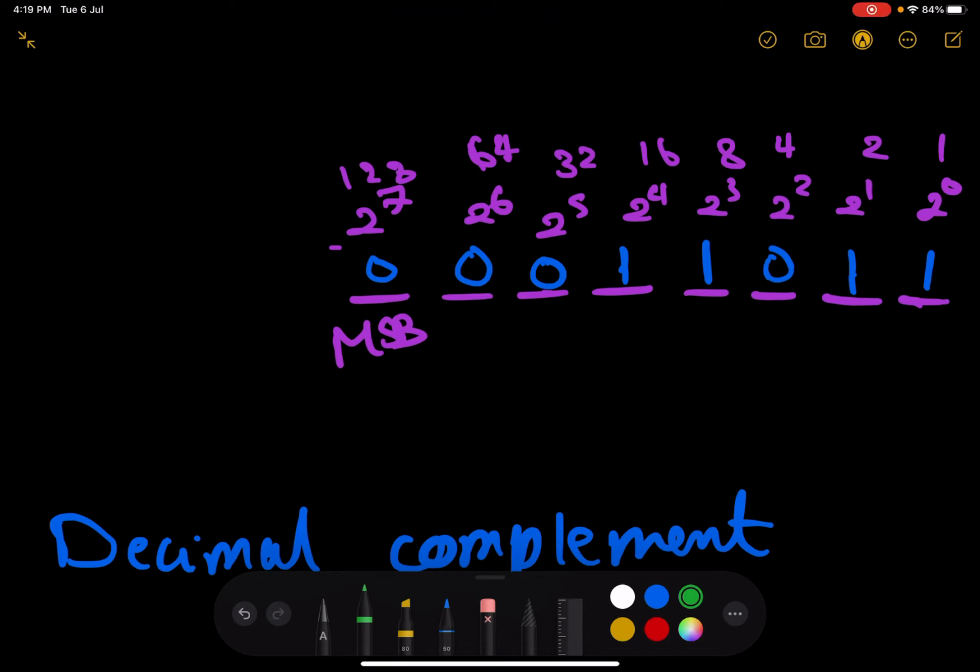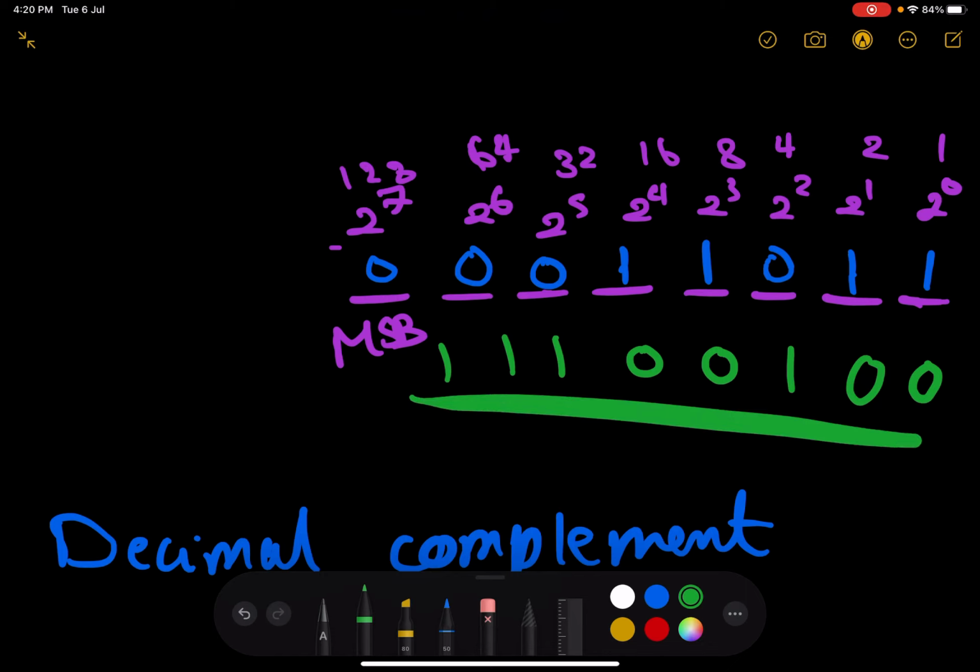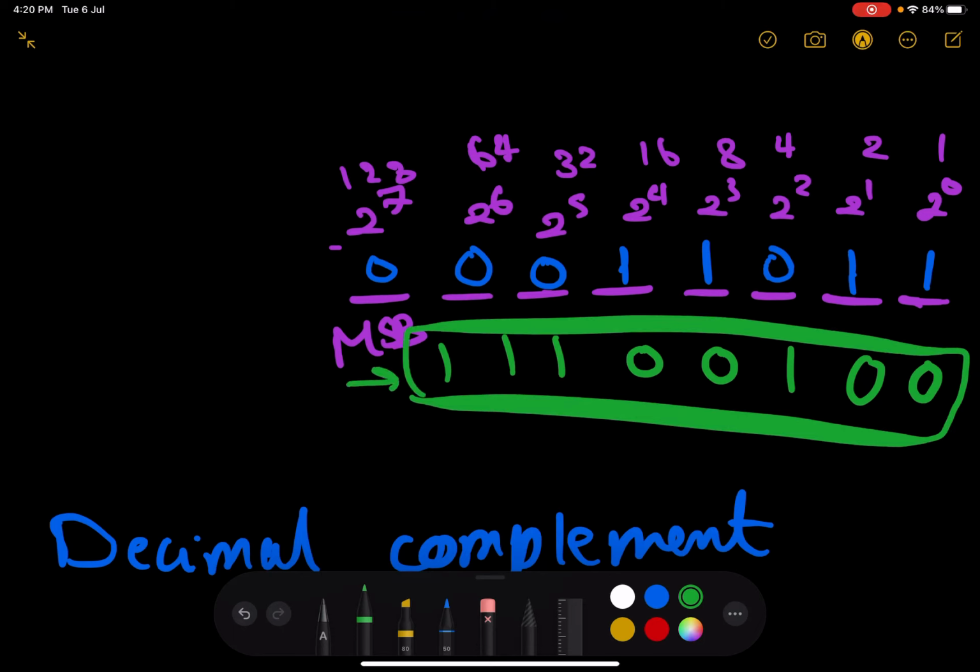So here the 1 will be 0, and same here. Then the 0 will become 1, 1 will become 0, same here, and the remaining 3 bits will be 1s because they are 0s, and we said that 0s will become 1s and 1s will become 0s. Now we have here our 1's complement.